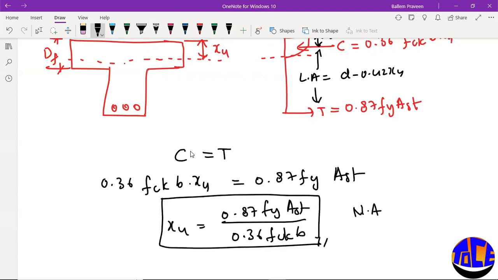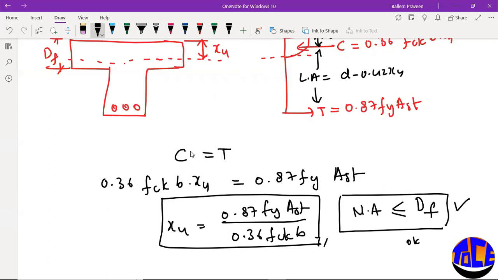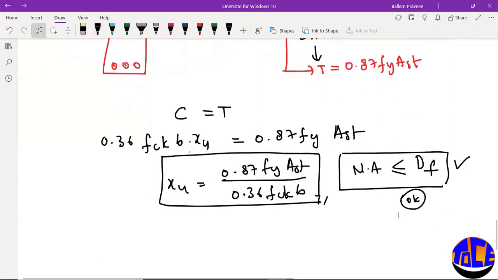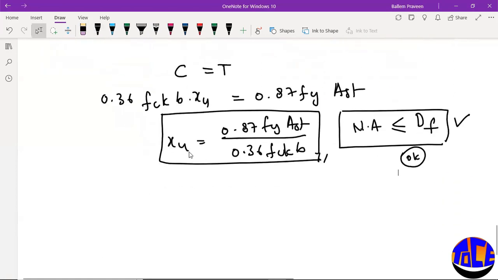Here we can compare whether this is less than or equal to the depth of flange df. If this condition is satisfied, whatever we have assumed is correct, and the analysis procedure is also in the right process. Then we can go for the moment of resistance. So how can we find out the moment of resistance?